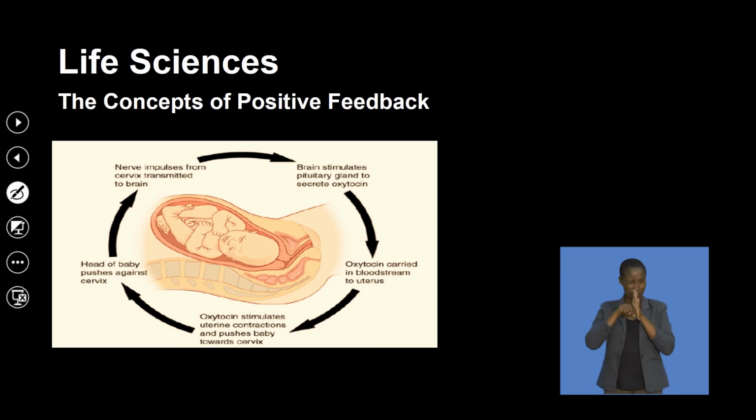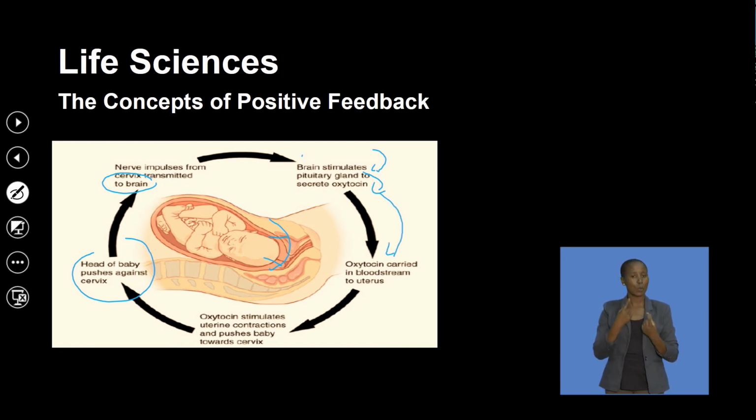When the head of the baby pushes against the cervix, a nerve impulse is sent to the brain. So that's the process when the baby's head pushes against the cervix. It sends impulses to the brain. The brain then recognizes that stimulus, and it uses the pituitary gland to release oxytocin. So oxytocin will then respond, and it will increase in the bloodstream, and it will then target the muscles in the uterus, causing the muscles to contract.